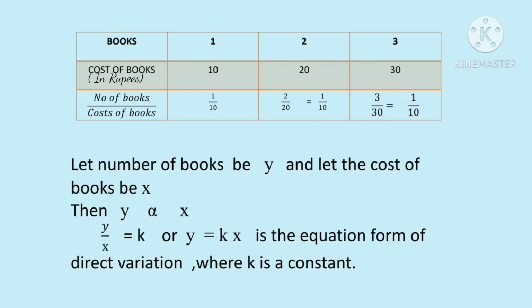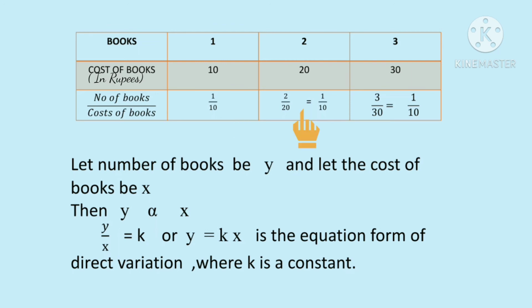Now let us take the same example to understand direct variation. Here you will see in the previous table I have added one row. In that row I am taking the number of books upon the cost of books. That is, I am taking the ratio of number of books upon the cost of books. You will see in the first column the ratio is 1 upon 10. In the second column it is 2 upon 20.